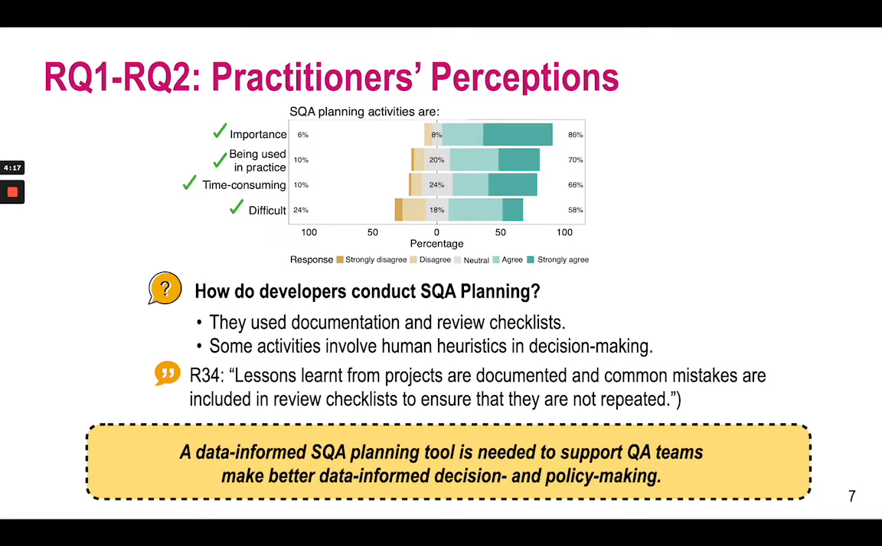For the first two research questions, the qualitative survey, we received a total of 50 responses from practitioners. We found that over 50% of the respondents perceive that SQA planning activities are important and being used in practice, but still time-consuming and very difficult. We also found that the SQA planning activities are still manual. For example, they often use documentation or a manual review checklist to ensure that mistakes are not repeated in the future. So we can conclude that a data-informed SQA planning tool is needed to support QA teams in making better decisions and policy making.